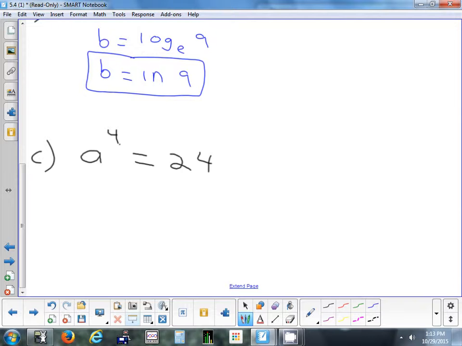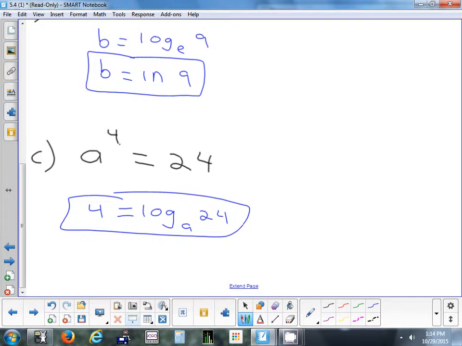And let's try one more. A to the 4th equals 24. Okay, anyone think they can give me the whole thing? Yep. Log sub A, is that it? Yeah, base A. To 24. Yep, of 24. So log base A of 24 equals 4. Okay. So any questions on changing from exponential to log?